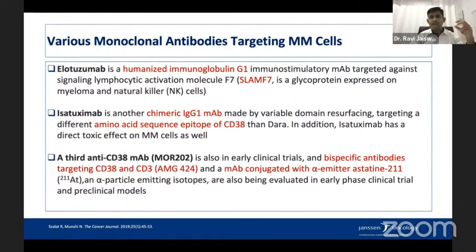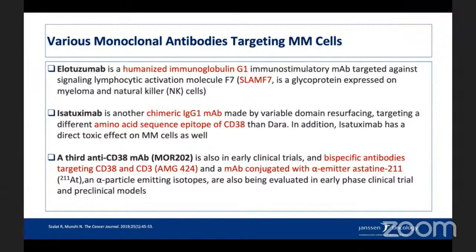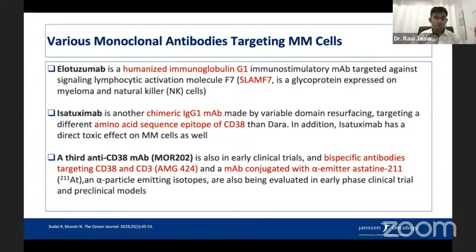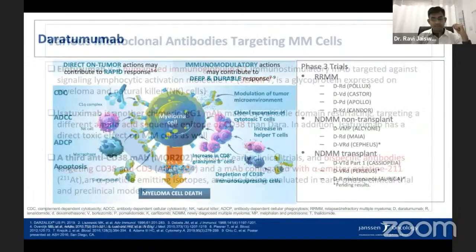So if we look at the various monoclonal antibodies targeting multiple myeloma, we are aware of daratumumab, which is a CD38 monoclonal antibody. But apart from that, we have elotuzumab, which targets SLAMF7. We have isatuximab, which targets another epitope of CD38. And we have bispecific antibodies, which target CD38 plus CD3.